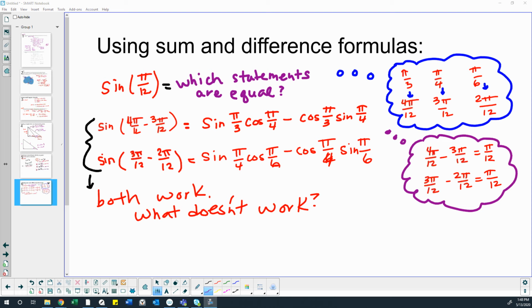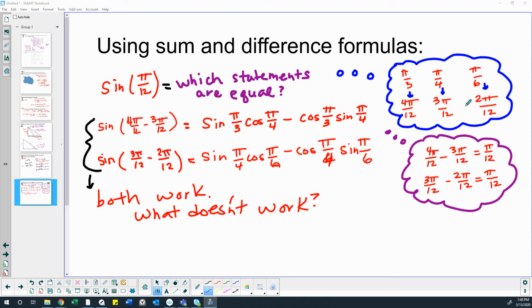All right, there are different ways we can use the sum and difference formulas. So this is one way to be aware of that you might see on a test. Suppose we need to find the sine of pi over 12 by using a sum or difference formula. So to do that, we should be aware of different angle values we could use.